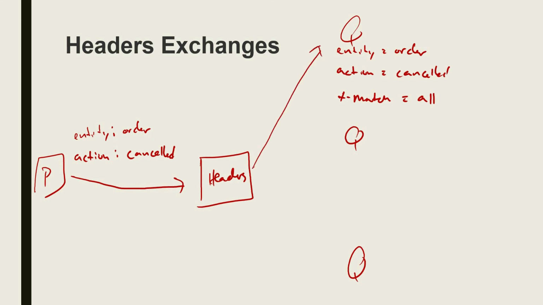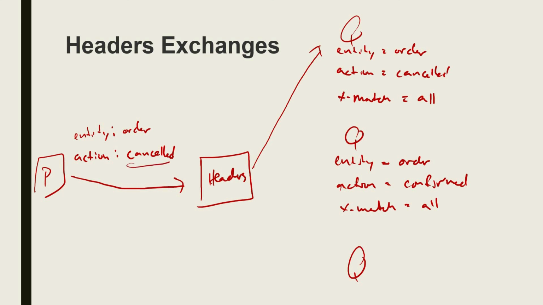Now this other queue has entity equals order, action equals confirmed, and then let's say x-match is going to say all. Obviously this does not match all of the headers from over here, because this is canceled, and over here you can't even see what I'm doing.